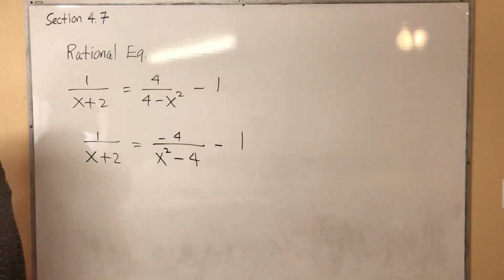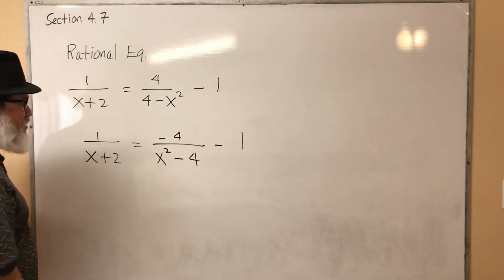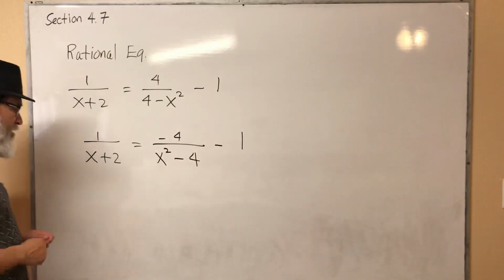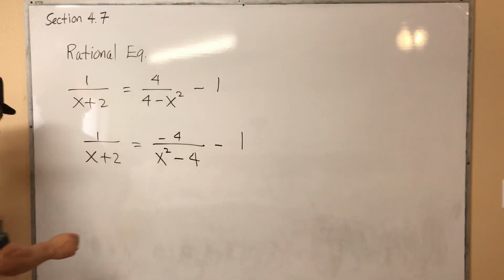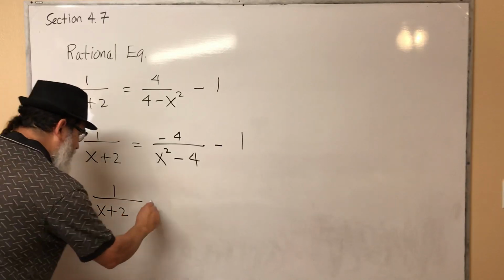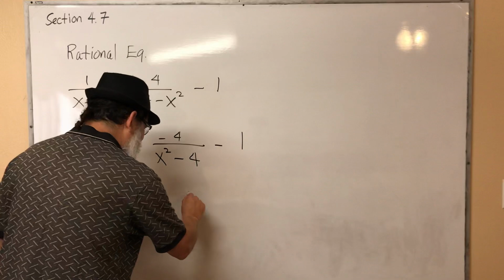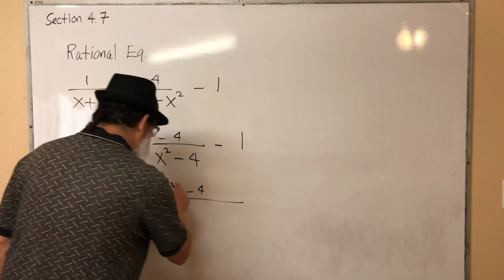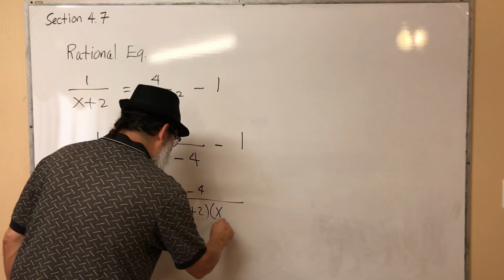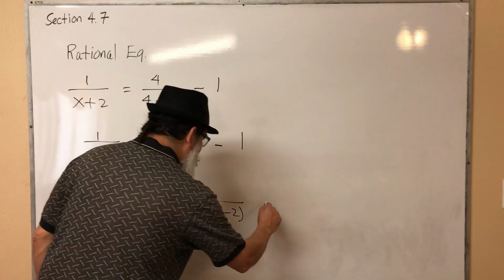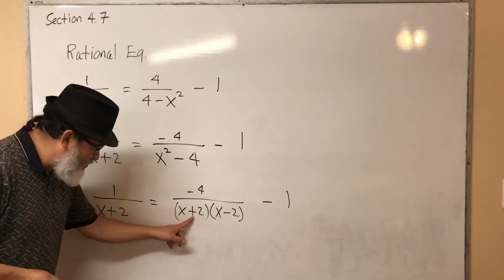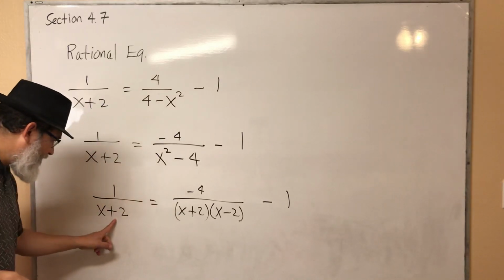And now I'm going to find the LCD. But before I find the LCD, I better factor the denominators. So let me rewrite it. 1 over x plus 2 equals negative 4 over x plus 2 times x minus 2 minus 1. You see this x plus 2? It's there. Okay?